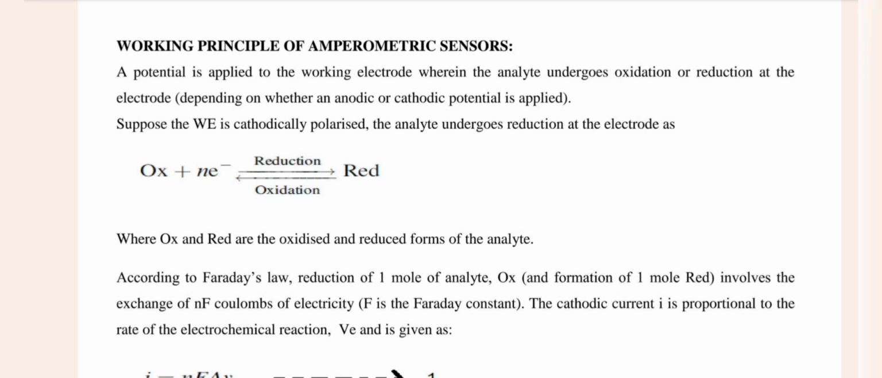Then moving to the working principle of an amperometric sensor. If a potential is applied to the working electrode, the analyte undergoes oxidation or reduction on the basis of what type of potential is applied. Suppose at the working electrode we apply a cathodic potential, then the analyte undergoes reduction at the electrode. If here OX indicates the oxidized form, then it undergoes reduction by accepting n number of electrons to produce the reduced form of the analyte.